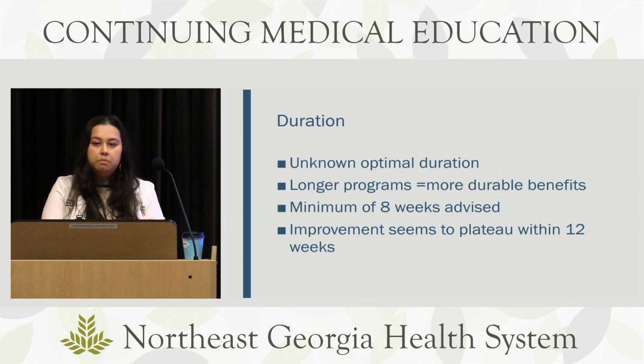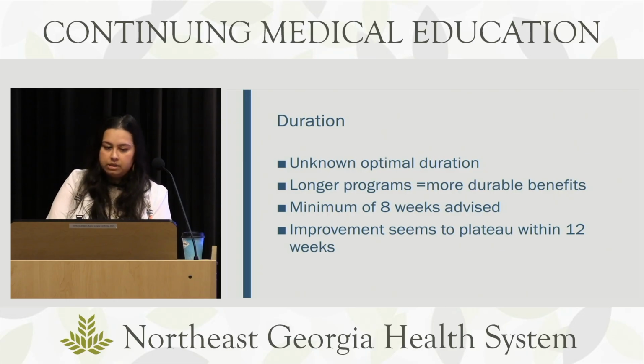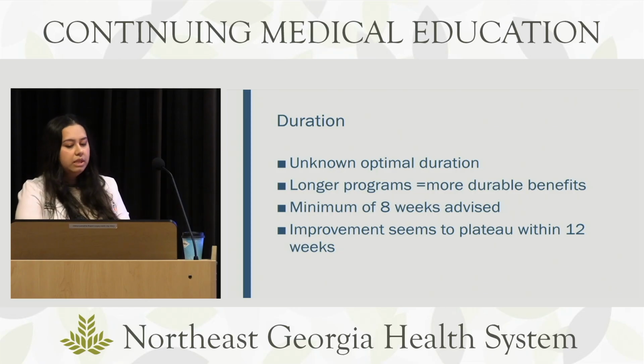How long is one pulmonary rehab program? We don't know. There's not enough research on it. But longer programs, we would think more benefit. So minimum of 8 weeks is advised. And improvements seem to stabilize after 12 weeks. So now most programs tend to be 8 to 12 weeks.